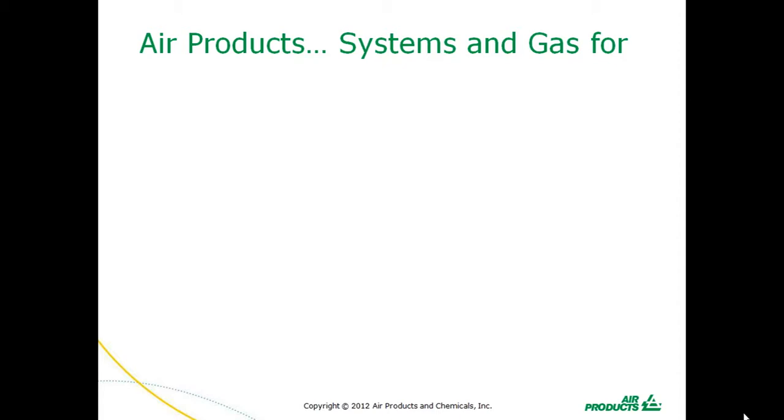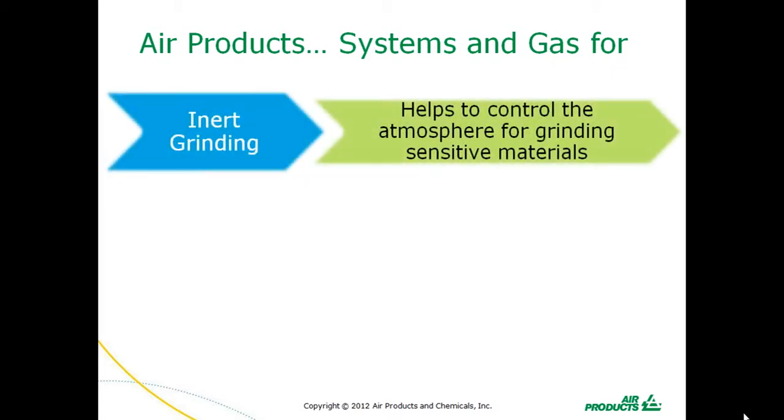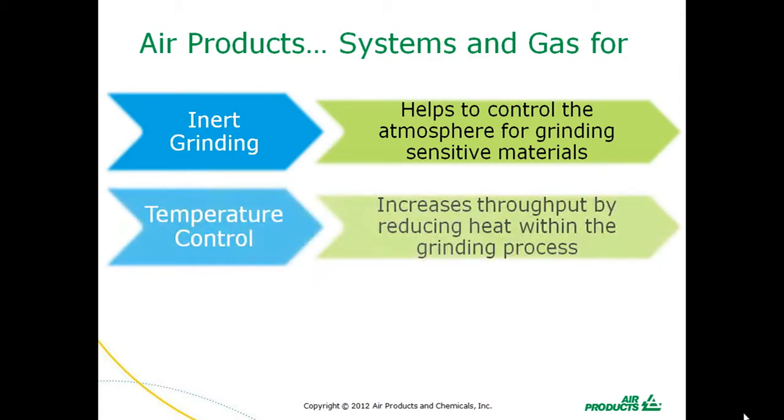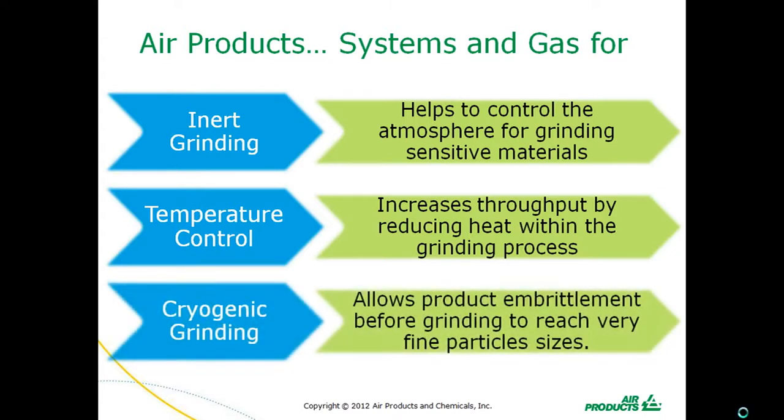Air Products can design and supply the right cryogenic grinding system for your needs. We can supply you with a nitrogen inerting system to ensure your sensitive or explosive materials are protected. We can supply a nitrogen temperature control system to ensure you increase your throughputs and profitability. And we can supply a full cryogenic grinding system to ensure you can achieve your desired particle size requirements.